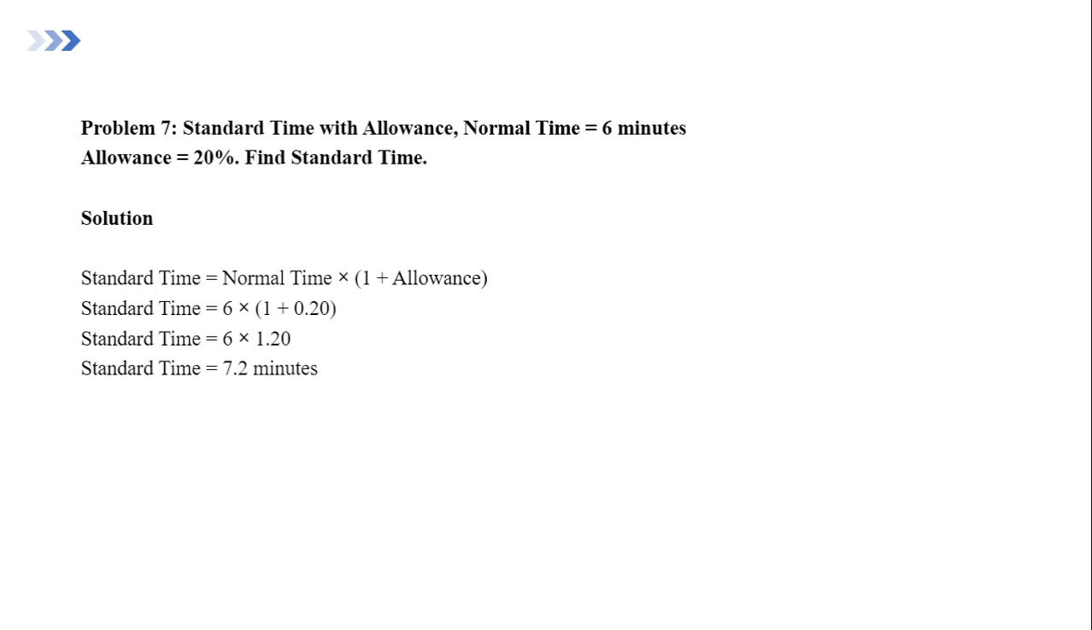For the standard time, we have already done this kind of numerical previously. It is simply the normal time multiplied by 1 plus the allowance. The normal time given is 6 minutes, and the allowance is 20%, which we consider as 0.20 here. If we multiply 6 by 1.20, we get the answer 7.2 minutes.